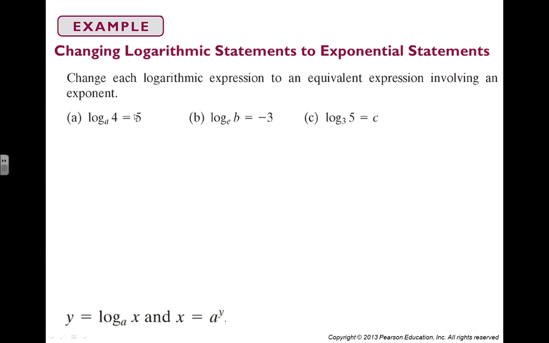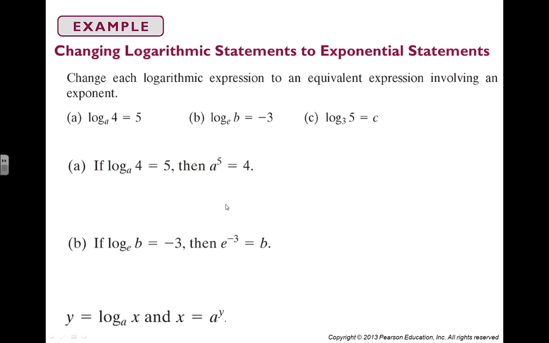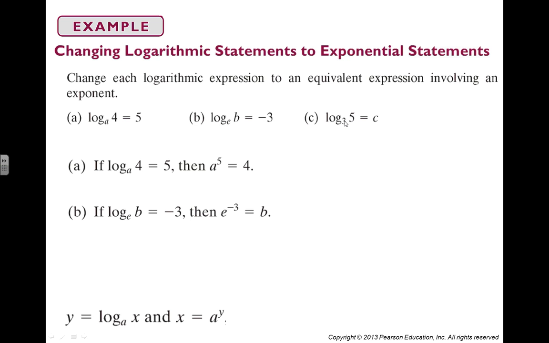So now we're going to go backwards and change from logarithmic back to exponential. So here's my exponent, a is my base, so this is a to the 5th equals 4. This one, b, is going to be e to the -3 equals b. And my last one is going to be 3 to the c power equals 5.